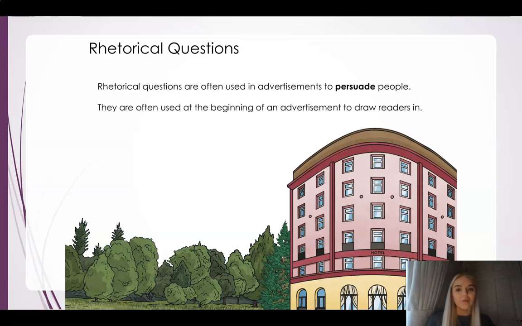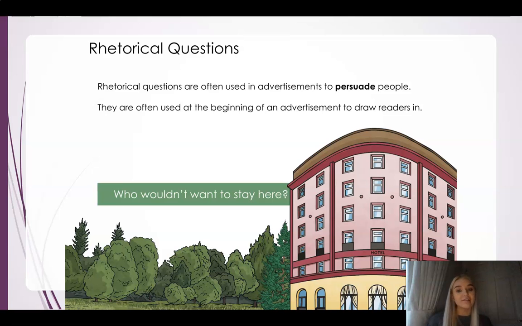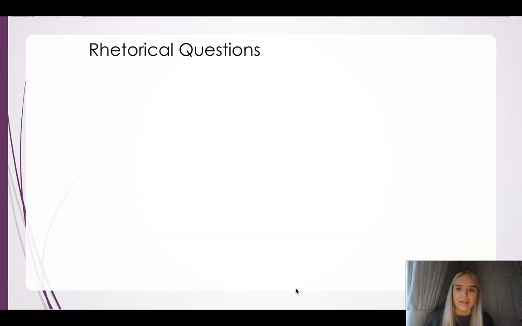So, they are also often used at the beginning of an advertisement to really draw the reader in, make them want to read more. Such as, who wouldn't want to stay here? So there's a hotel and you might ask the rhetorical question, who wouldn't want to stay here? You don't need an answer, but you're just making them think about it, so it draws them in.